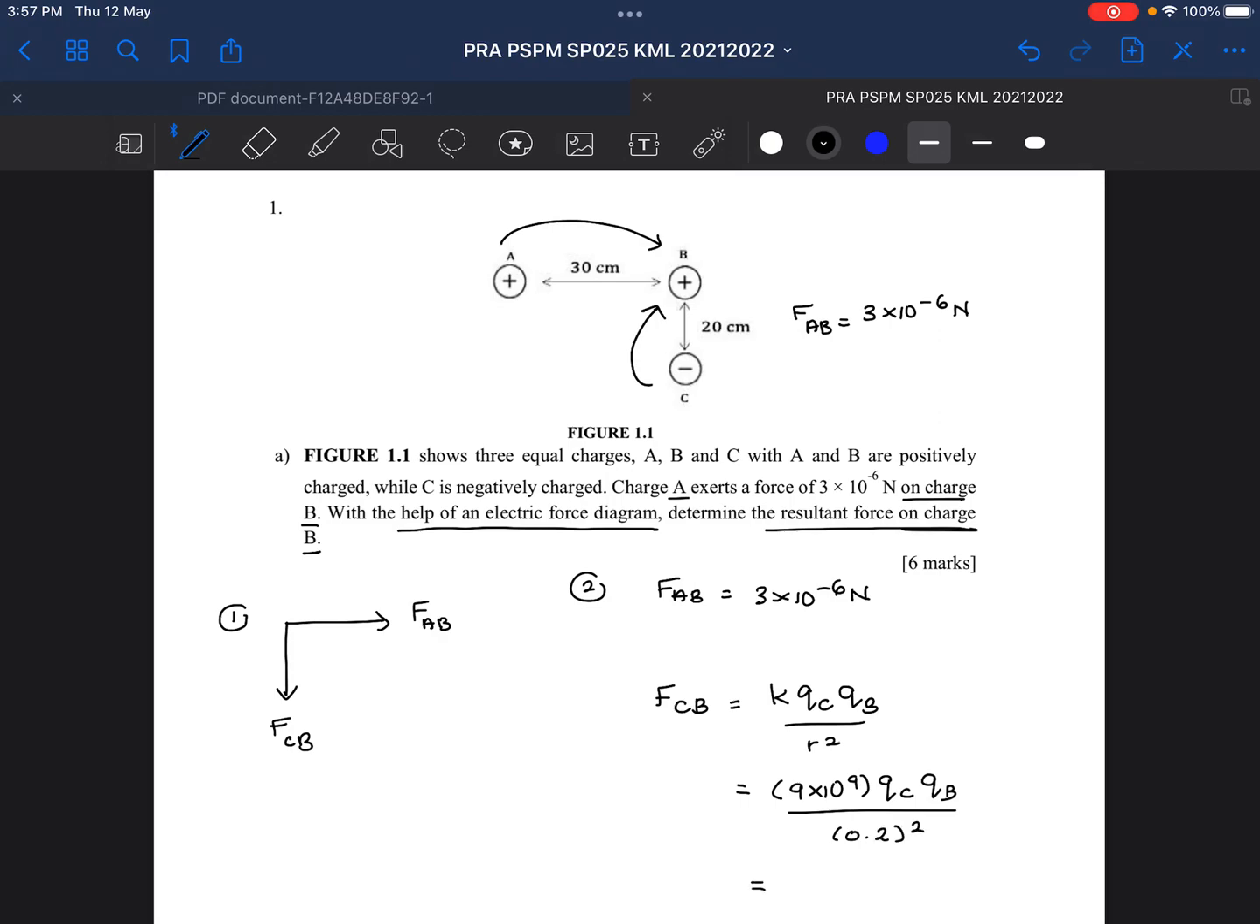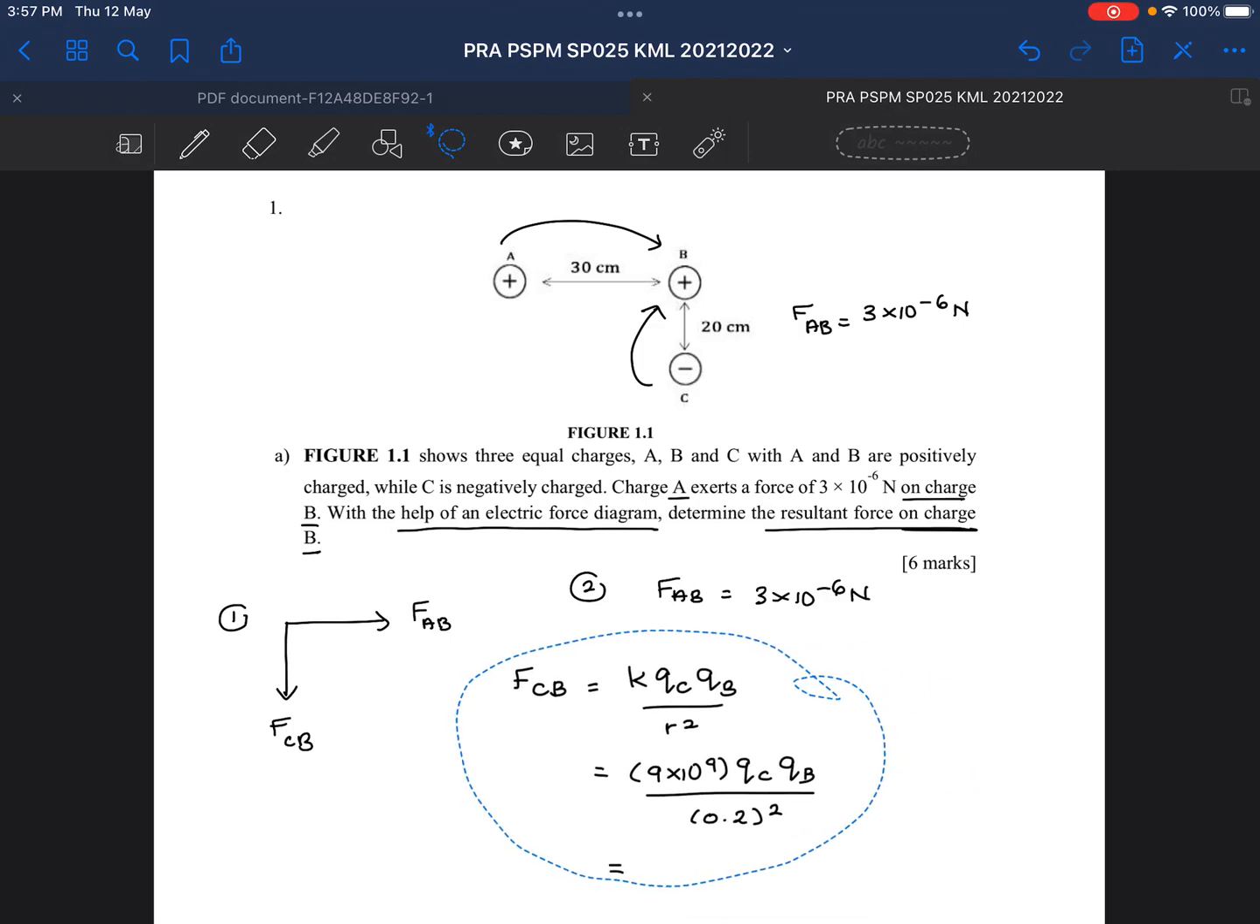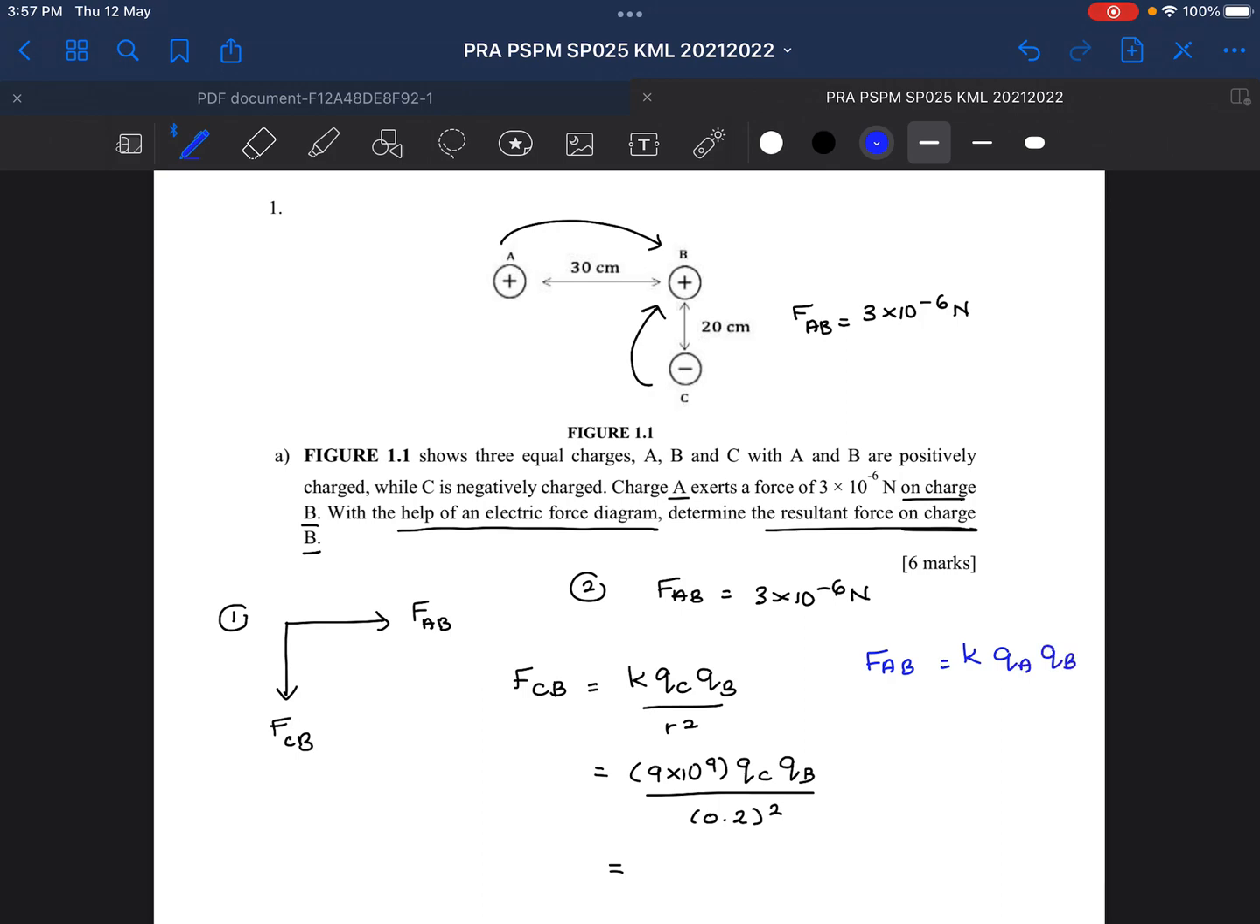Okay. But we don't have the value of QC and QB. So how do I find it? Okay, I think I can find it from here lah kan. So this one FAB is equals to K QA QB over R square. So I think I can find the value of QA and QB. So the distance between A and B adalah 30 cm. That means 0.3 square. Okay. So this one, the value is 3 × 10^-6.